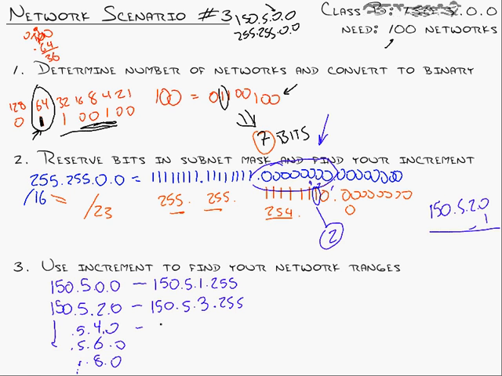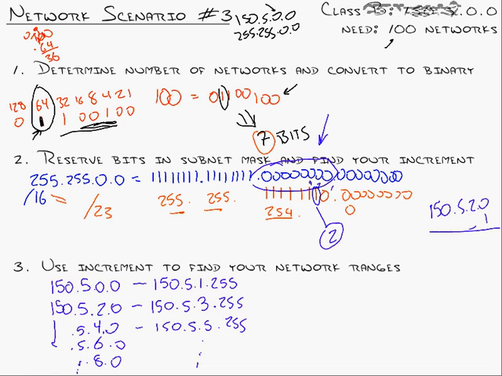Last IP address before we get to 6.0, 150.5.5.255. And so on and so on we go. Does that make sense? It's kind of weird, but that's the last IP address before we get to 2 and 4 and 6 and 8 and so on. It's going to be the 255 because that's how the binary works out. That is the answer to the problem.